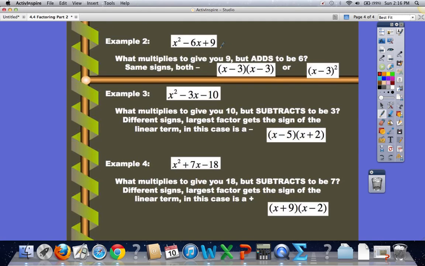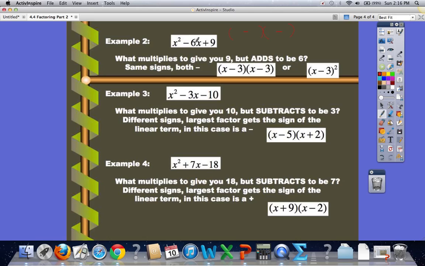All right, example number 2 says x squared minus 6x plus 9. We start with our signs. Back here, it's a plus. That means they're the same sign. So I'm going to draw my little parentheses. Now, what are they? Are they going to be plus, plus, or minus, minus? Well, you look right here in front of the linear term. It's a minus, so that means they're both negative.